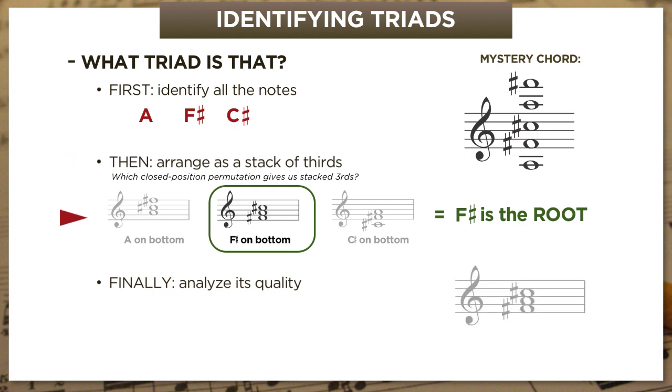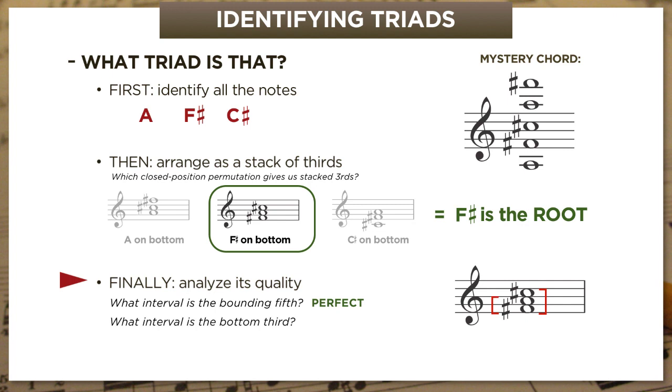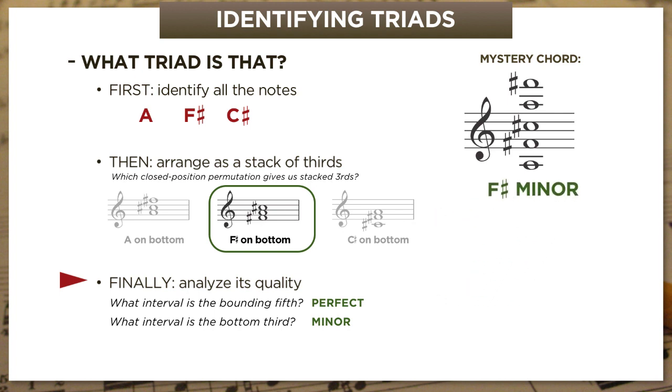Now all that remains is to figure out its quality. So we can ask some very basic questions here. First, what is the interval of its bounding fifth, the outer fifth from F sharp to C sharp? In this case, I hope you can hear and see that we have a perfect fifth. And then what's the interval of the bottom third? If it's a perfect fifth on the outside, we know it's going to be a major or a minor triad. We're going to name this triad after what the bottom third is. And here, F sharp to A is a minor third. That makes this a minor triad. So we know the root, we know the quality. We can now answer the question, what triad is that? It's F sharp minor.